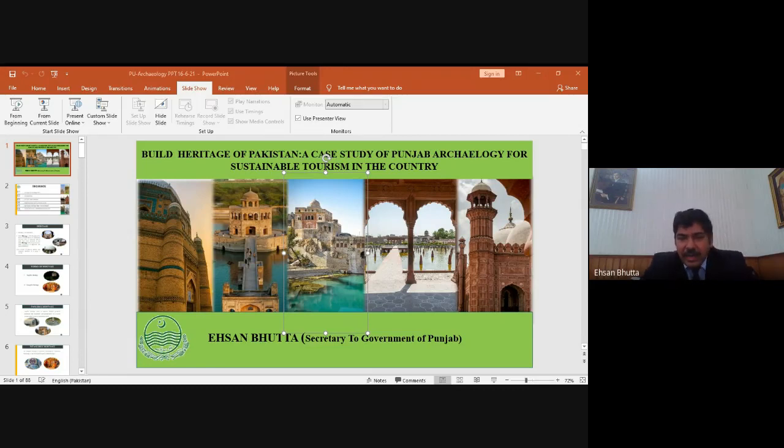Then there is the Shahdara complex, before and after conservation. Then Hiran Minar in Sheikhupura. These are the other efforts. This is very important, the Rohtas Fort, before and after. Then this is Chauburji, a very important aspect in Lahore. They show how it was before and then after. Chauburji garden, the conservation, a delicate work.